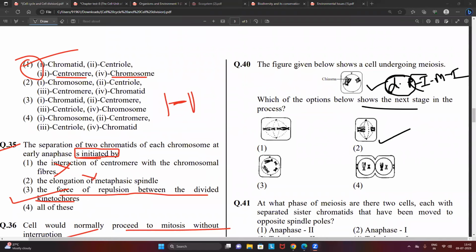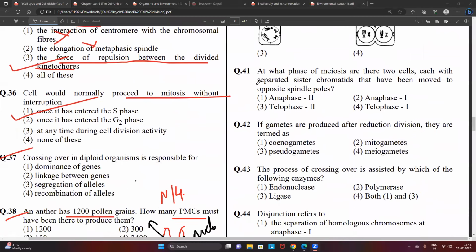How is the answer 1, friends? It will be 2, right? This is the metaphase. Don't hurry. Slowly analyze. Next, at what phase of meiosis are there two cells, each with separate sister chromatids that have been moved to the spindle poles? That is true. Correct, Srinivas, whatever you said. Slowly answer.